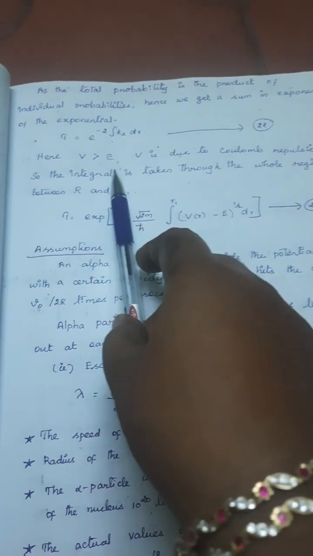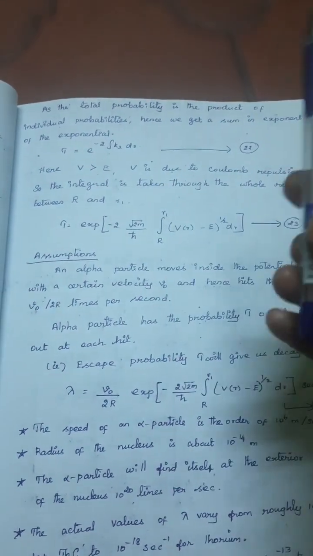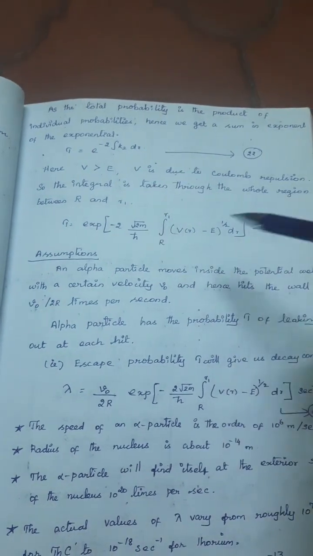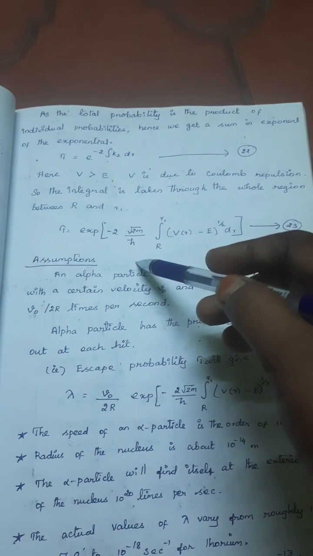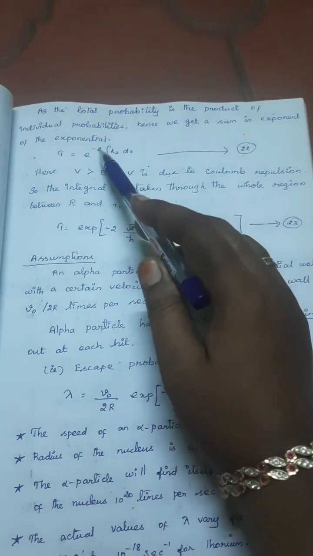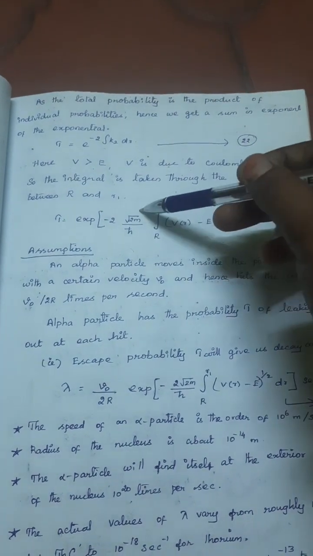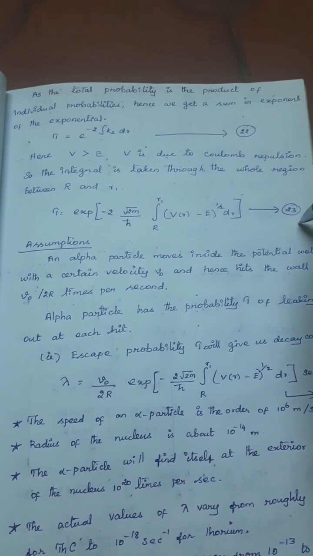Here V is very much greater than the energy, that is, the potential energy is very much greater than the alpha particle energy. So V is due to the Coulomb repulsion. So automatically the transmission probability is the exponential of minus 2 K2 value, which we already know. So that value is substituted in this equation. This is equation number 23.